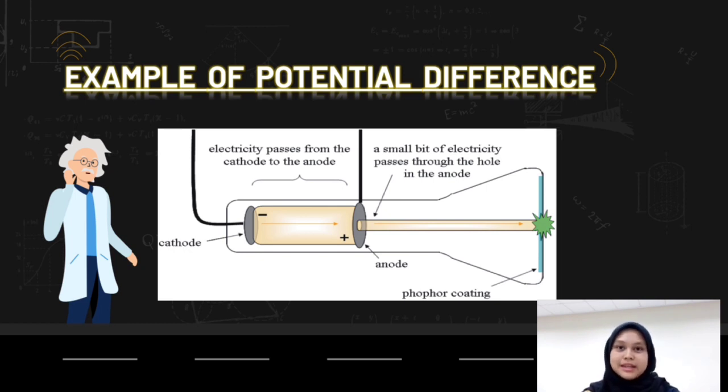This works when the electricity produced passes from the cathode to the anode. Then the anode will accelerate the electrons. Then a small bit of electricity passes through the hole in the anode, and the image is produced when an electron beam strikes a phosphorescent surface. So that is how the image is produced.